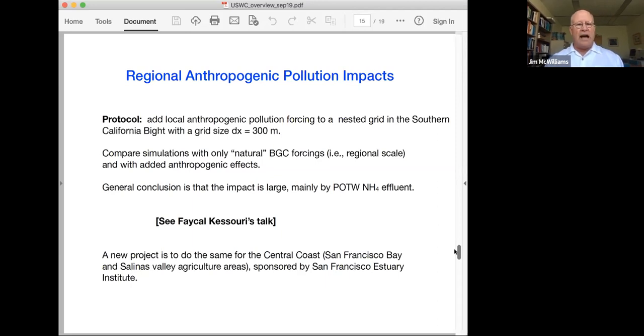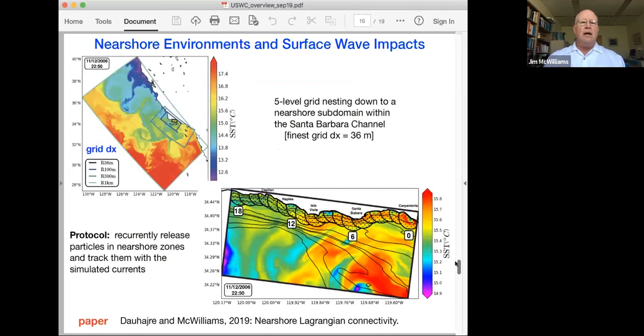And we're now beginning to do a similar project with funding from the San Francisco Bay Estuary Institute for the Central Coast with the anthropogenic pollution there, both agricultural and urban. Just to talk about a particular topic, others won't.